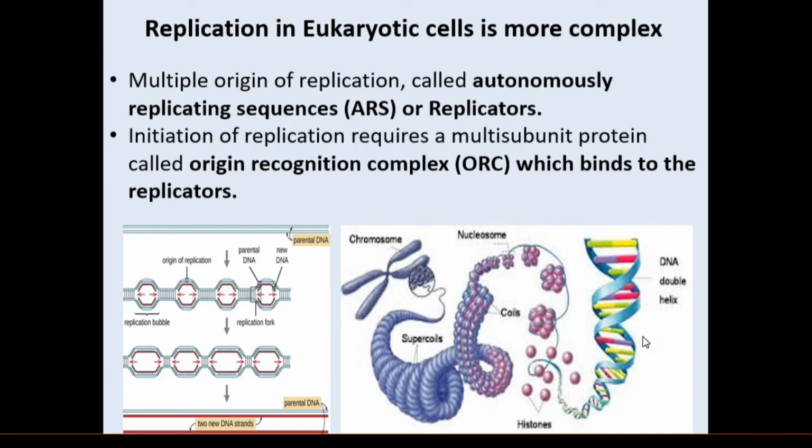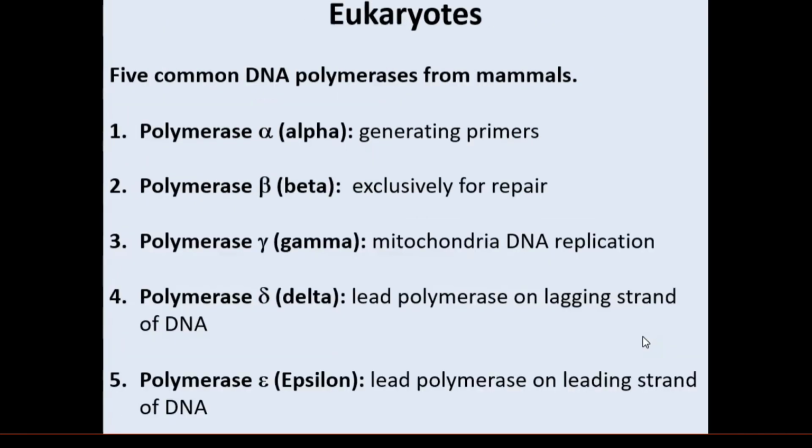In eukaryotes, five common different DNA polymerases: polymerase alpha for generating primers, polymerase beta exclusively for repair, polymerase gamma for mitochondrial DNA replication, polymerase delta, the main polymerizing enzyme on the lagging strand of DNA. Polymerase epsilon is the main polymerizing enzyme on the leading strand of DNA.